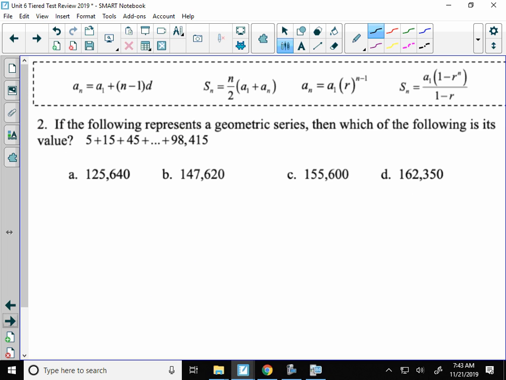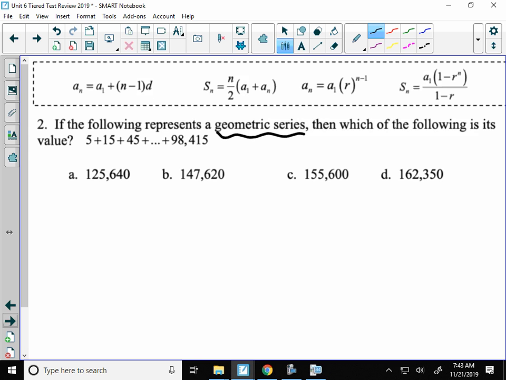All right, number 2, another multiple choice. If the following is a geometric series, which of the following is its value? All right, so the first thing we have here is a geometric series. I want to know the value. That means I'm going to sum things up.